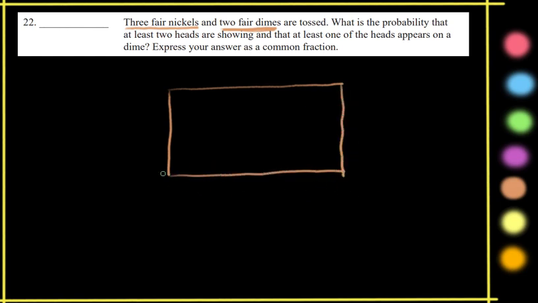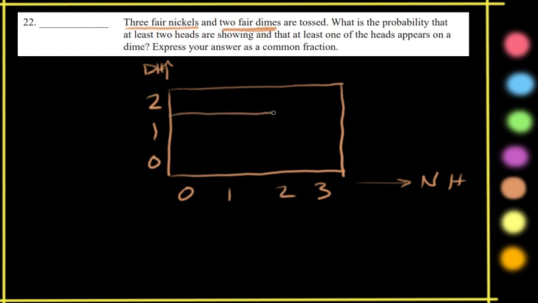And I can think about the nickel probability in this direction and the dime probability in this direction. So how many options are there for a number of nickels? I could have 0 nickels, I could have 1 nickel, I could have 2 nickels, or 3 nickels that are heads, right? So this is the number of nickel heads. And then dime heads, I could have 0, or 1, or 2, because there's 2 dimes. So basically I've got 12 possibilities for the combinations here.